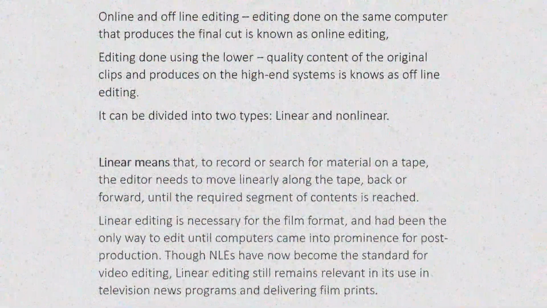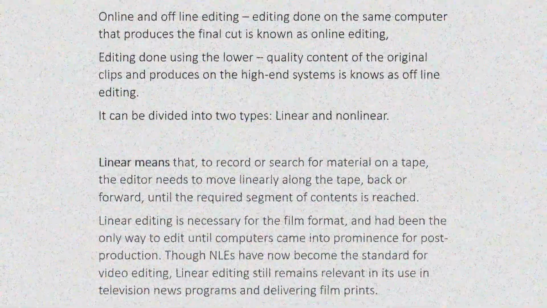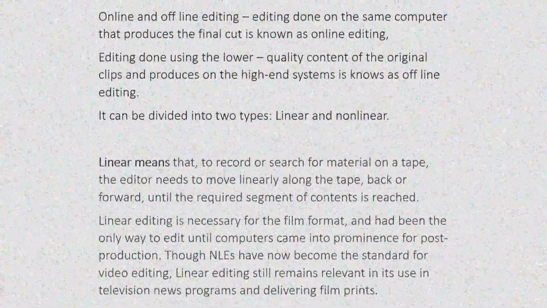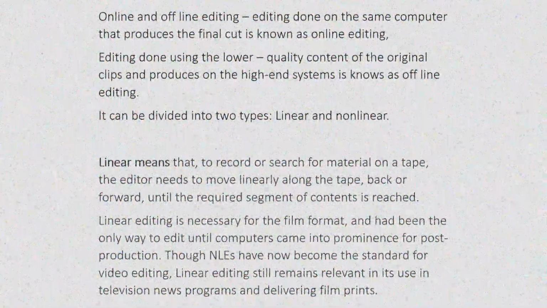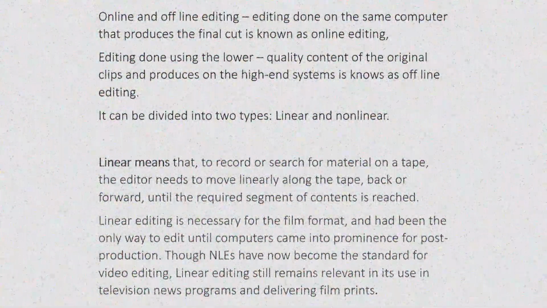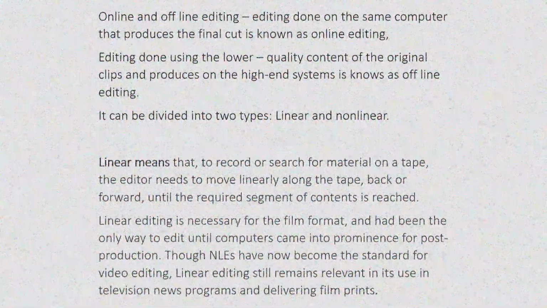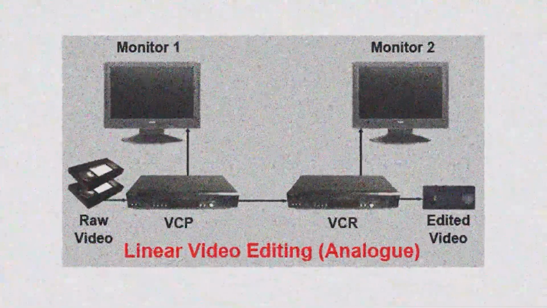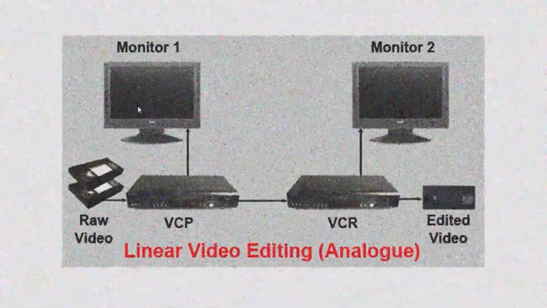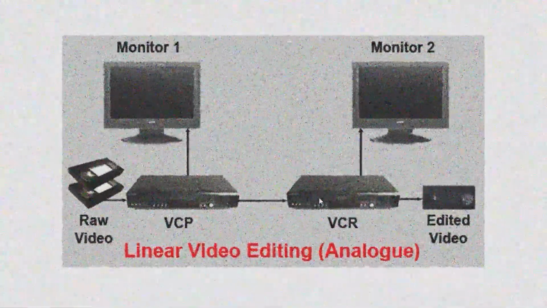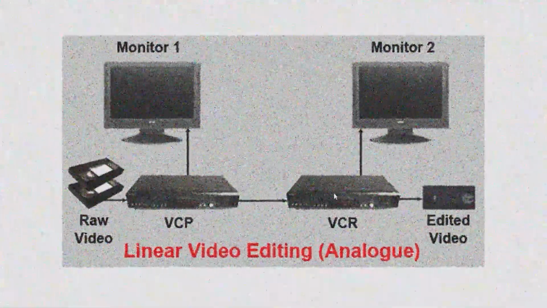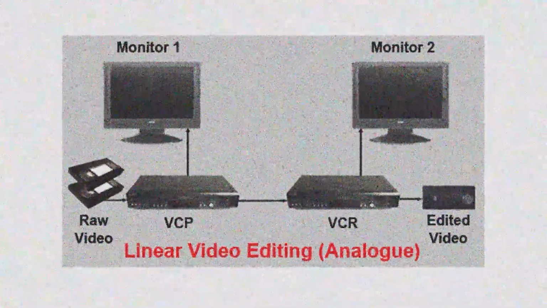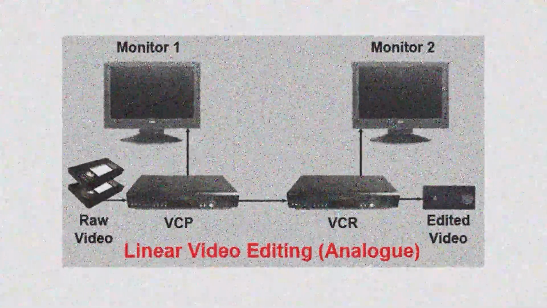So in linear editing, we record the material and search for it on a tape, moving linearly forward and backward along the tape until the required segment of content is reached. This is the way linear editing works. If you observe this photograph, you will understand. Here is the raw footage, and this is the cassette player. We play and see all the footage, then edit and add whatever necessary edits on the second monitor, and finally we take the edited video. This is linear editing, or you can also call it analog editing.